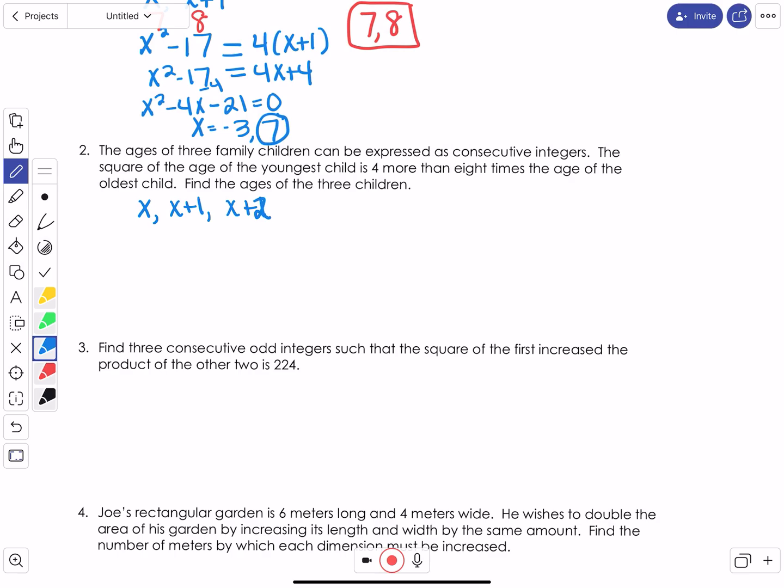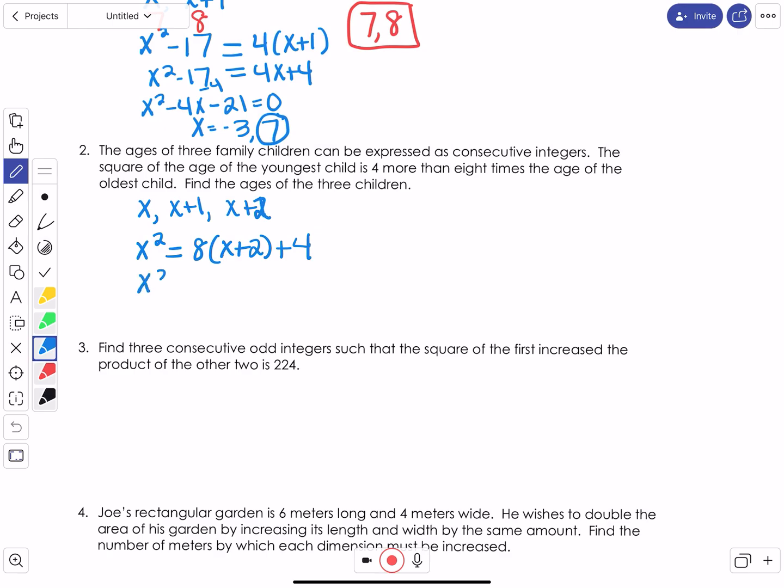The square of the age of the youngest child is 4 more than 8 times the age of the oldest child. So that's going to be equal to 8 times the oldest child, and it's 4 more as well. That's how we set that up. It doesn't say anything about the middle child, but we'll figure out what the middle child is once we solve this.